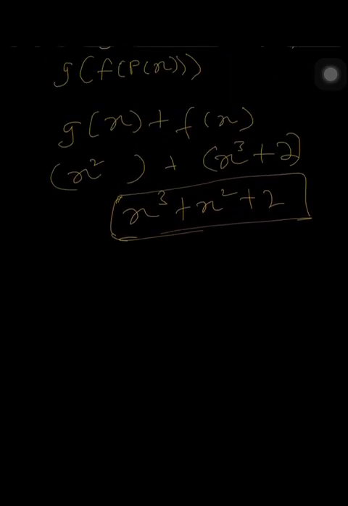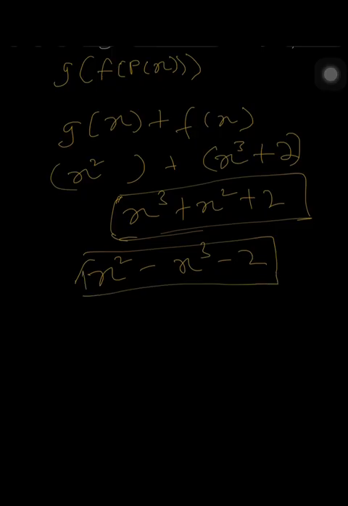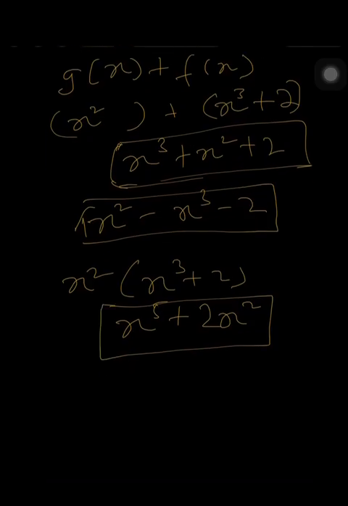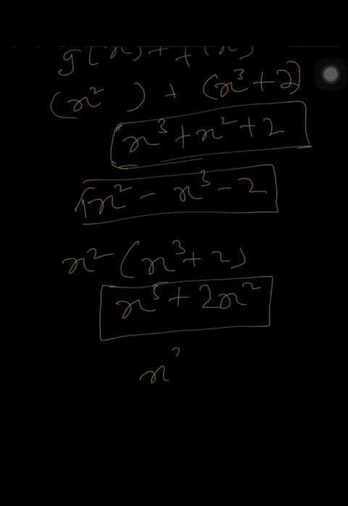We can also subtract them. g of x minus f of x would have been x squared minus x cubed minus 2, which would have been another function. We could have multiplied them. x squared multiplying x cubed plus 2 would have been x to the power 5 plus 2x squared. This is also another function. We could have even divided them, giving us x cubed plus 2 divided by x squared.